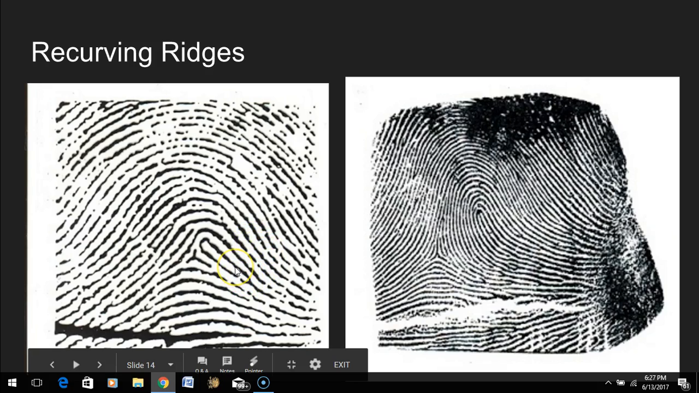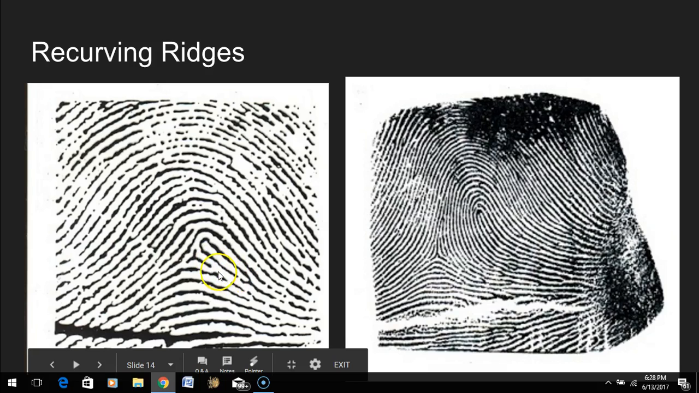Again, a recurve is a ridge that flows in from one side, does a U-turn, and flows back out the other side. Now when we look at this fingerprint, most of the ridges actually don't recurve. So for example, this ridge flows in from the right, goes across the top and then flows back out the left side. So do all the rest of these other ridges. There's really only the one ridge, this one here, that flows in from the right, recurves around and flows back out that same side.